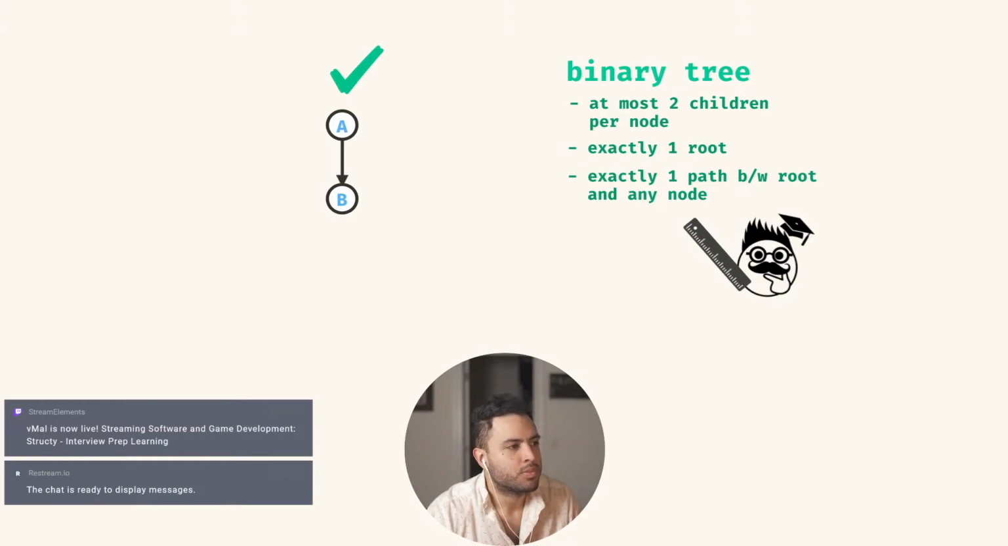Let's say I have the smallest tree that has a node, which would be the singleton tree. This is still considered a binary tree, right? It has 1 root. There's not really any paths to be had here except the root to itself, and every node does have at most 2 children. Here we have 0 children, right?